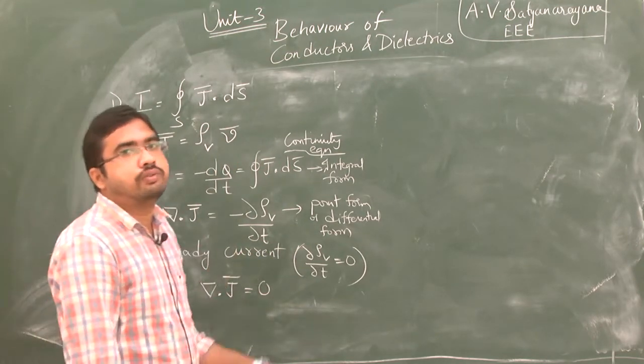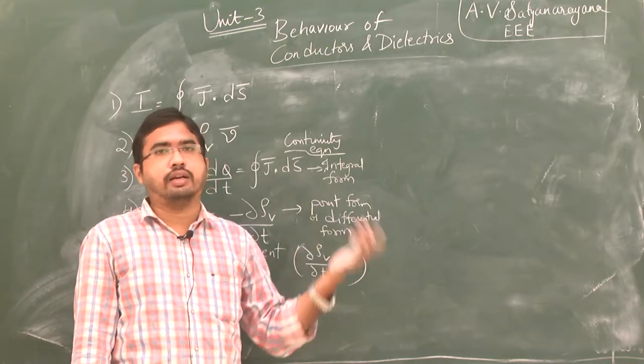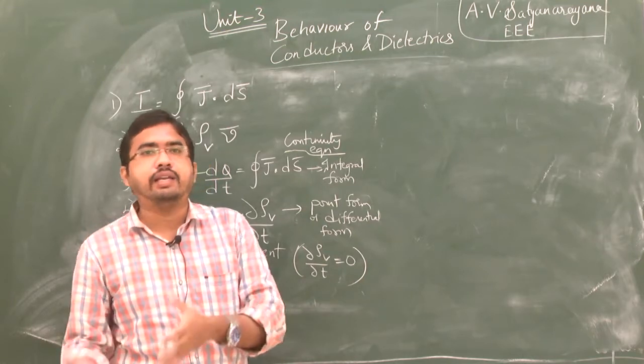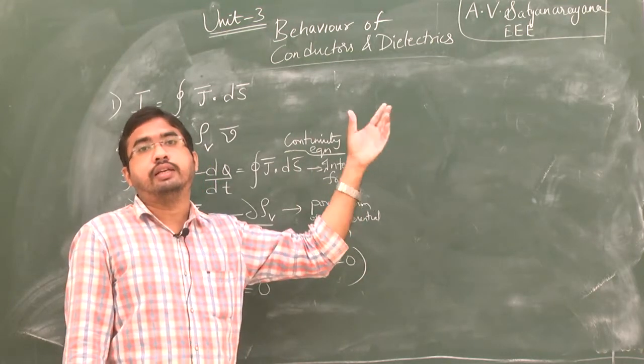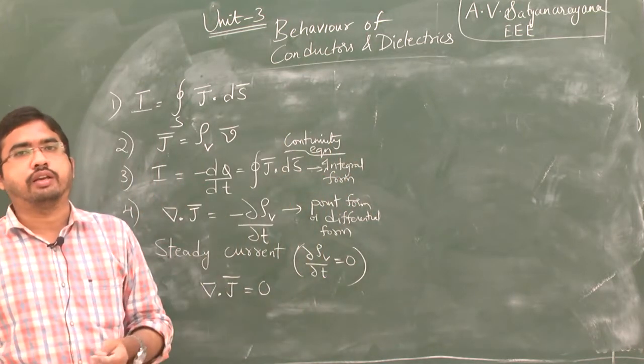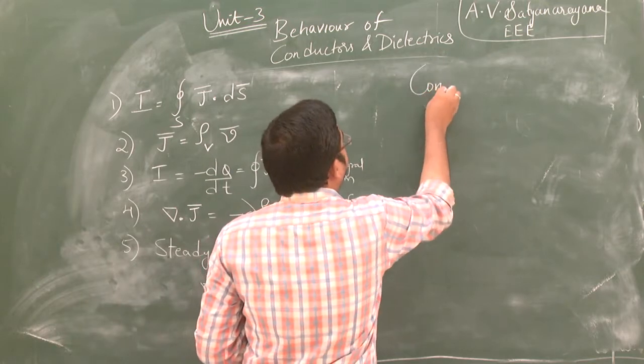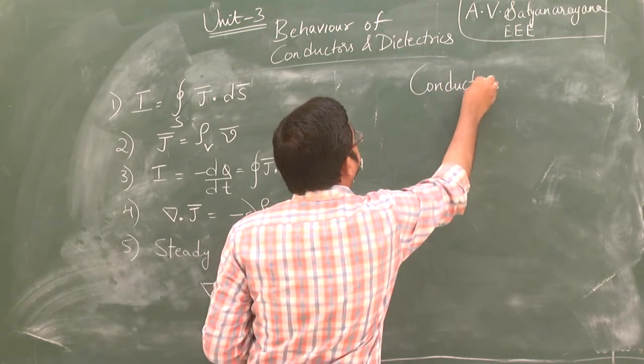Next, we should go for what is meant by a conductor and how the current will flow in a conductor. Here again we will shift to the concept of drift current. Then we will derive some relations again. Okay. Now we are entering into the topic of conductors.